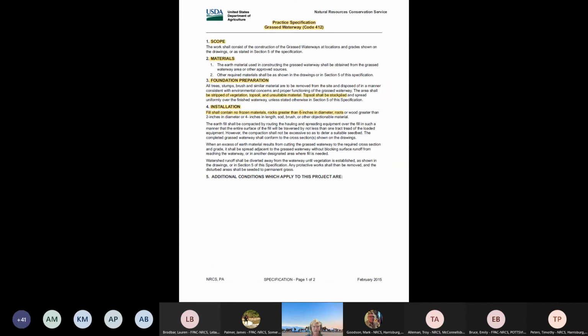And the other thing is the practice specification. This is more so whenever you're doing the design package. A lot of times we include this and then the additional conditions, which would be written to be site specific, say the width, the length, the erosion control blanket, things like that would be included, in addition to putting this practice specification in the design package.